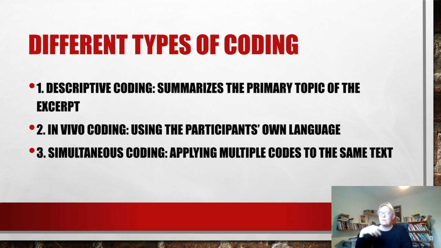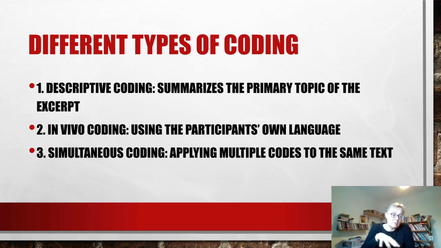The second type of coding is in vivo coding. With that one, you actually use the participant's own language. So in that document, that transcript, you use something that they've said to decide on the code. Let's say, for example, I was talking about my family, and at one particular point I was talking about my daughter. You might read that and decide: daughter, that's your code. So you use their actual language to decide on the code. That's called in vivo coding.